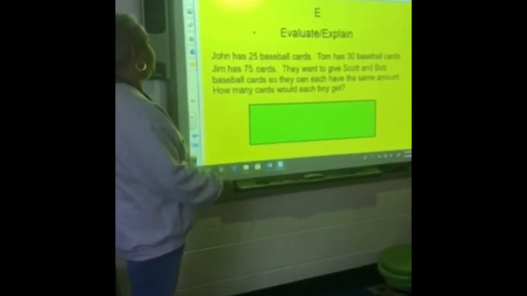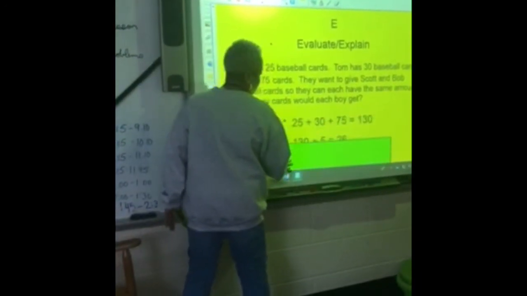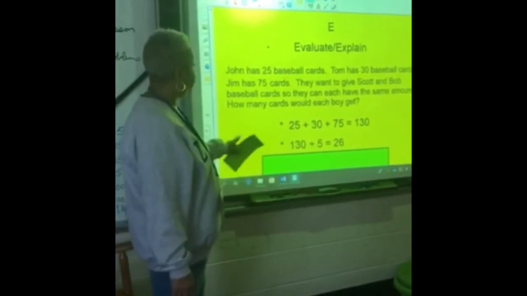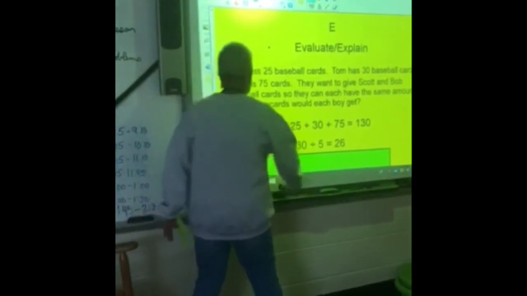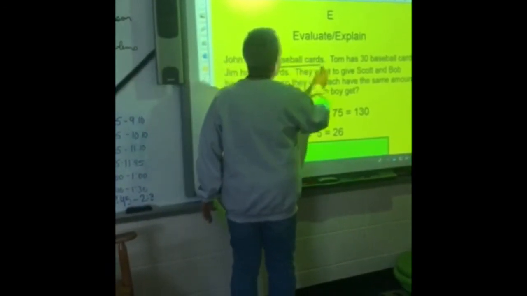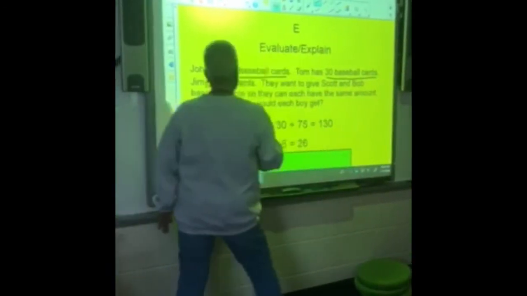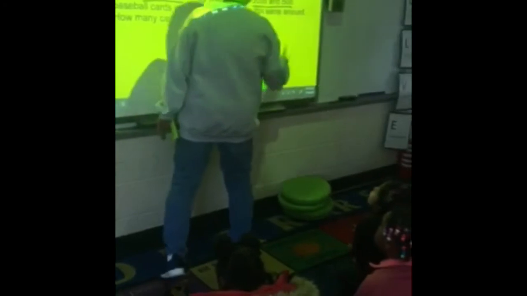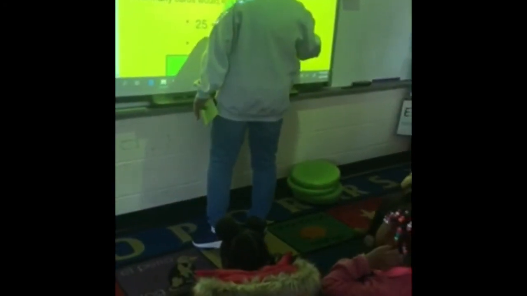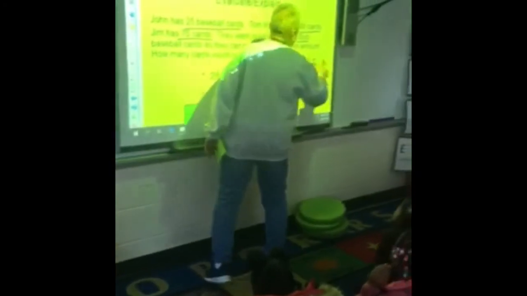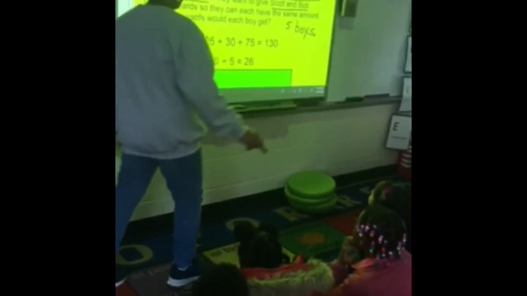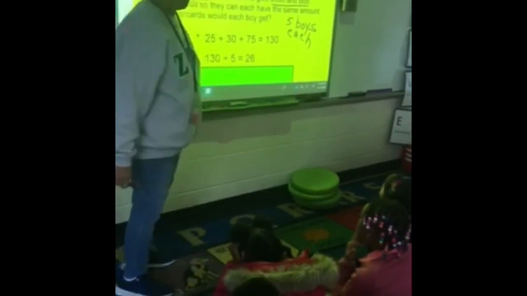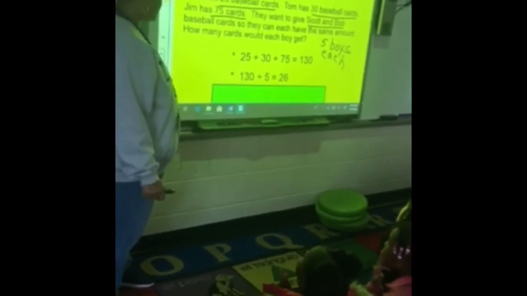Alright? Now, here's the actual problem. If you would have worked this problem out on paper, this is exactly what your problem should look like. This should be underlined. This should be underlined. This should be underlined. And Scott and Bob. You should have written on your paper 5 boys, because there's 5 boys. And the word each should be here, so that will let you know that there's 5 boys and each of them should be getting something.